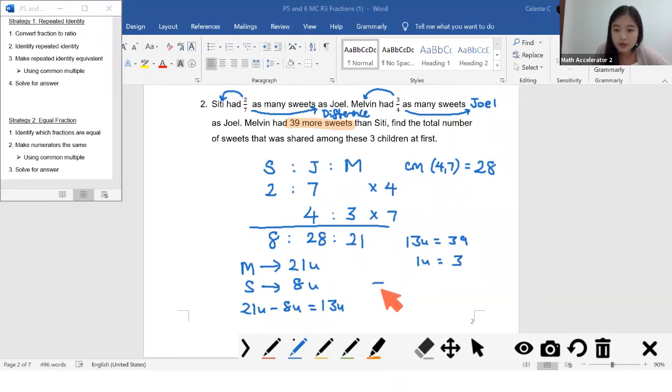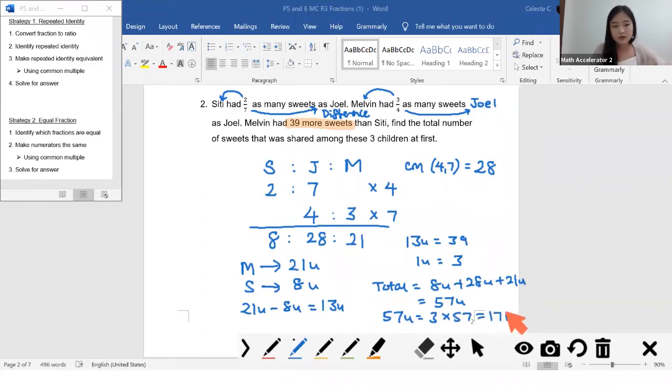Then find out the total number. So you have to add up all the units. 8 units plus 28 units plus 21 units. 57, good. So at the end, 57 units. You take your 1 unit, 3, times 57. 171. Okay, good.